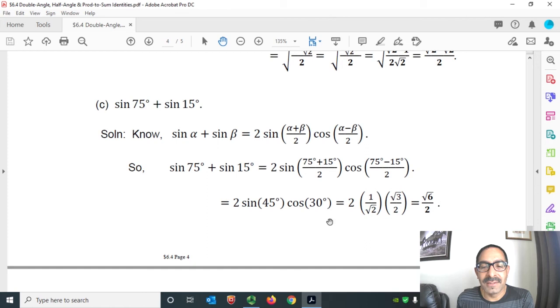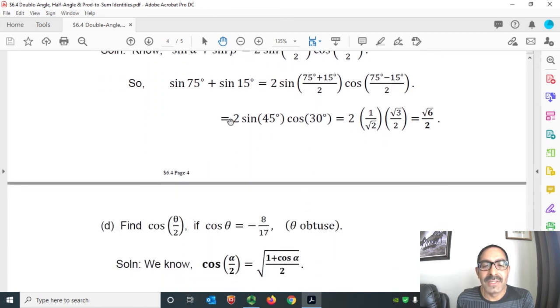Now the final lines here, let me scroll down. 2 as it is, 75 plus 15 is 90, divided by 2 is 45, so we have sine 45 degrees. In the next, cosine as it is, 75 minus 15 is 60, divided by 2 is 30, so we have cosine 30 degrees. Next step, plug in the values. 2 as it is, sine 45 degrees is 1 over radical 2, and cosine 30 degrees is radical 3 over 2. Simplify, it turns out to be radical 6 over 2. Great. I hope it makes sense to you all.